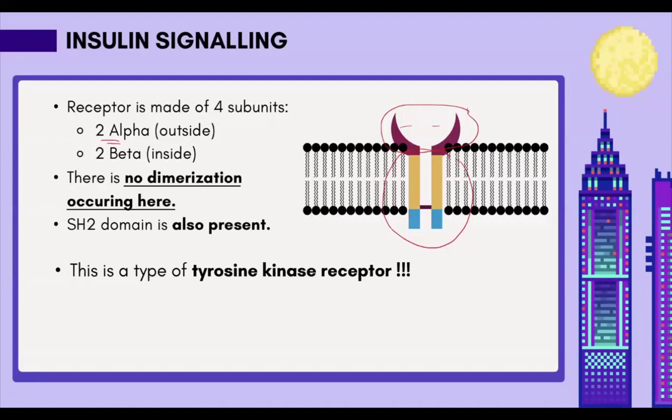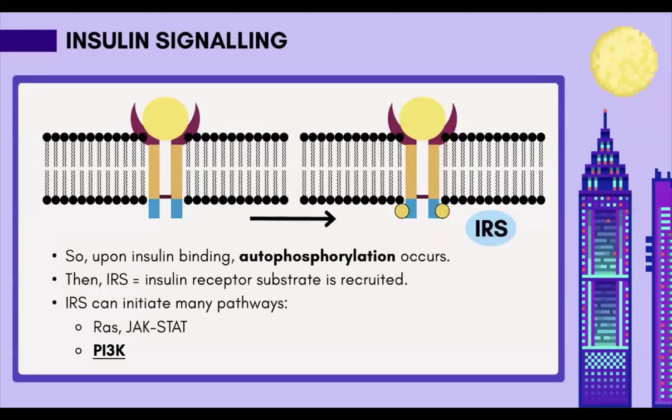It's not like the JAK-STAT pathway. So what ends up happening is once insulin binds to the receptor, the tyrosine kinase activity of the receptor itself is again going to autophosphorylate. So they're going to have the phosphate groups, and then it's going to attract IRS, which is insulin receptor substrate.